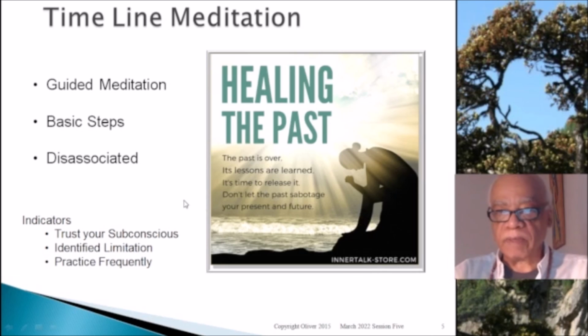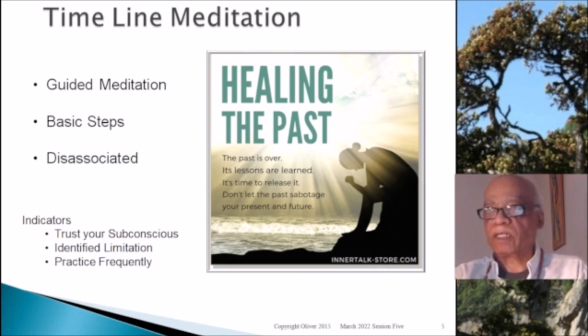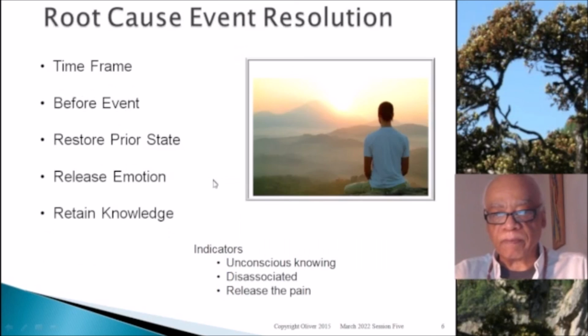So the key to make this meditation work is that you really do have to trust your subconscious, and you don't need to know everything. When we ask for your subconscious to take you to where this root cause event is, just trust that it does. Now, you may not know, you may not see or hear or smell anything. You may just know that your root cause event has been identified and found by your subconscious. You don't need to know the details consciously in order for this to work. So the key is to trust your subconscious and to repeat it frequently.